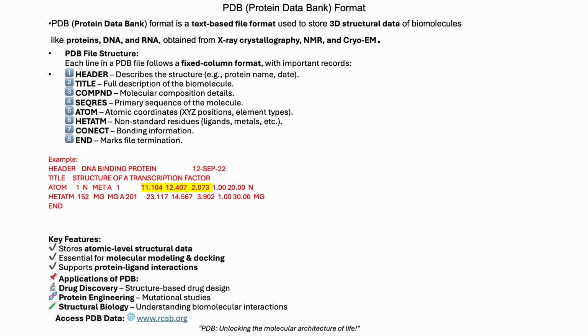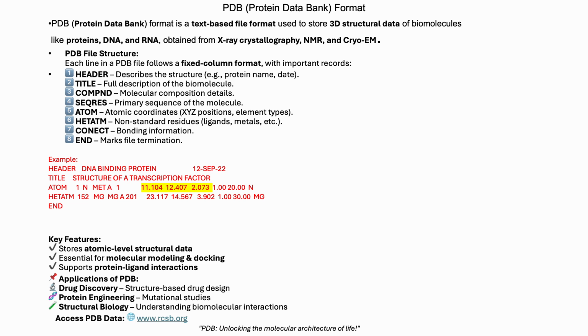So here is an example of the PDB where you see the header information, the title information, the atom information, which involves the XYZ coordinate system with the atom information. Then the heteroatom information, what heteroatom is present, and then the end of file. The key features involve storing atomic level structural data, essential for molecular modeling and docking, supporting protein ligand interactions. Applications of PDB include drug discovery, protein engineering, structural biology, and you can access PDB information from rcsb.org.